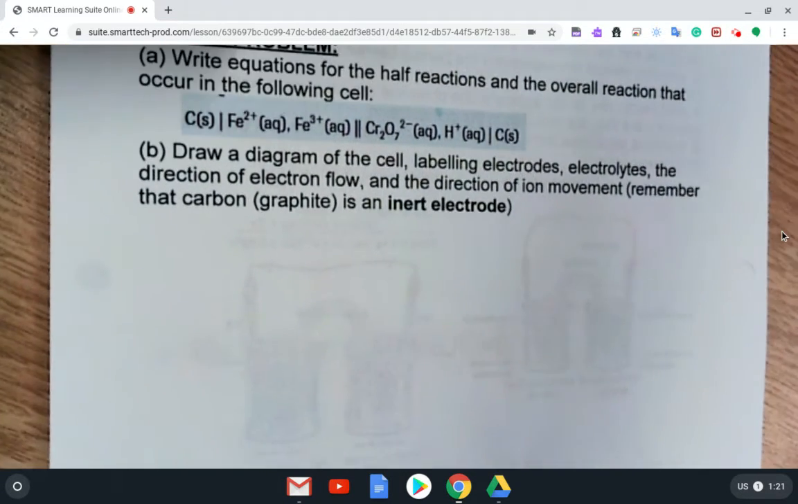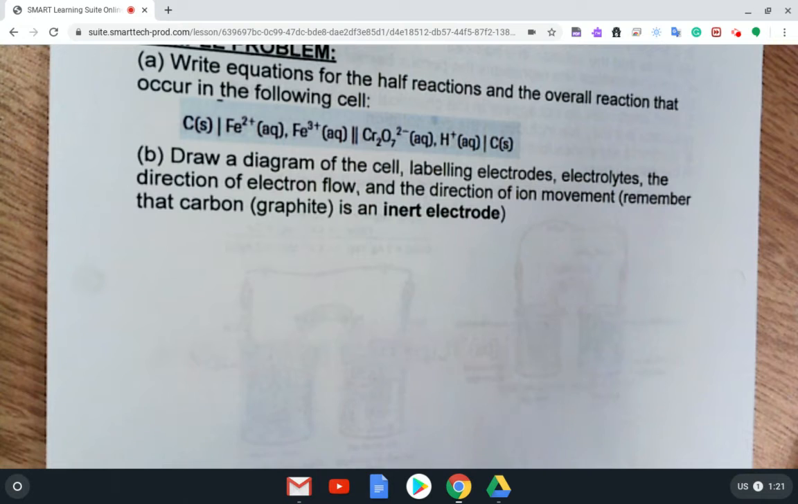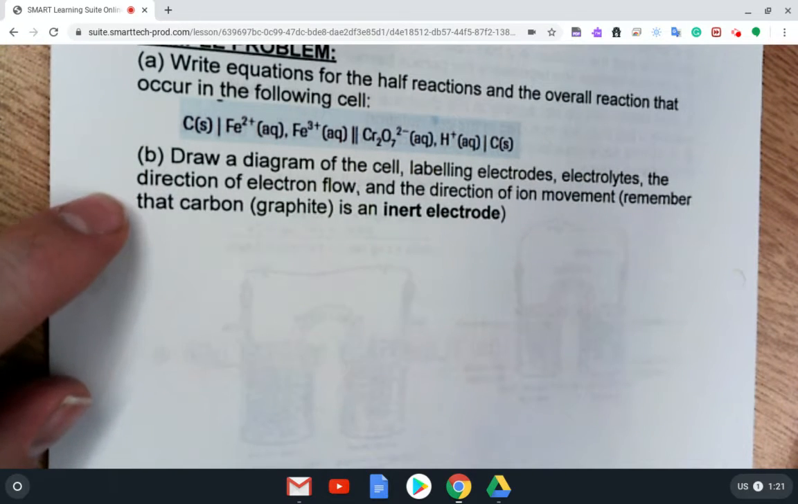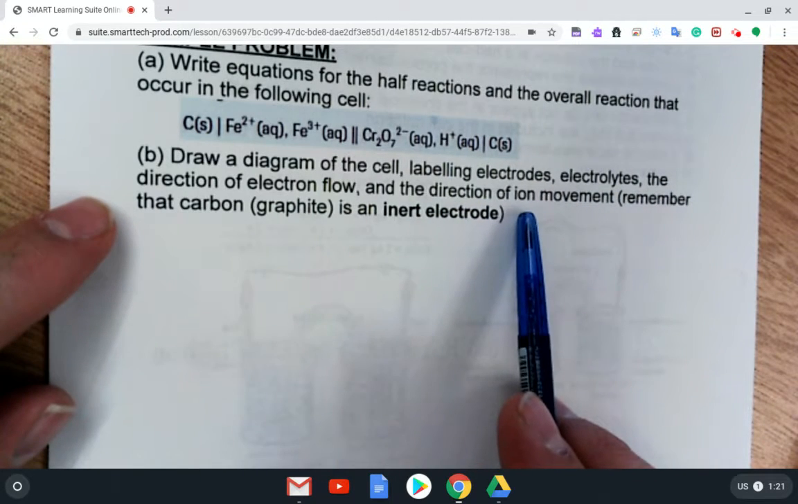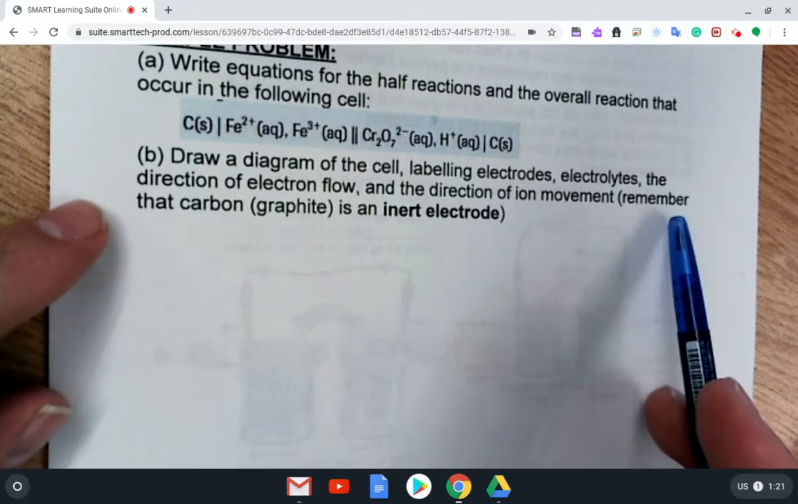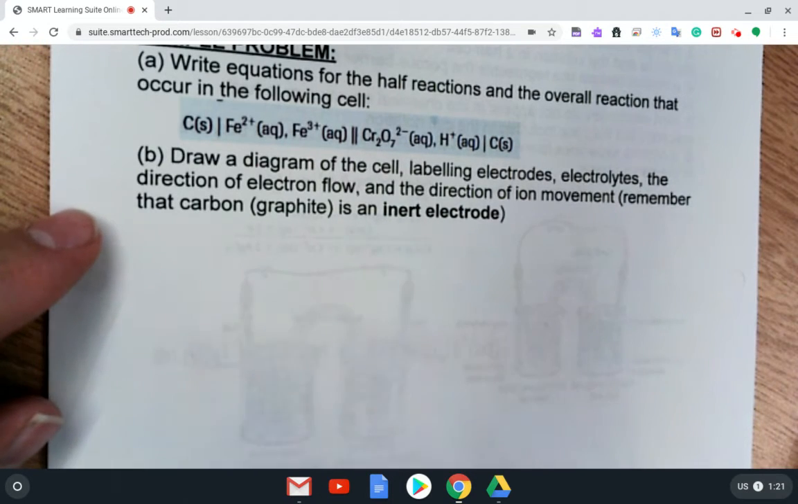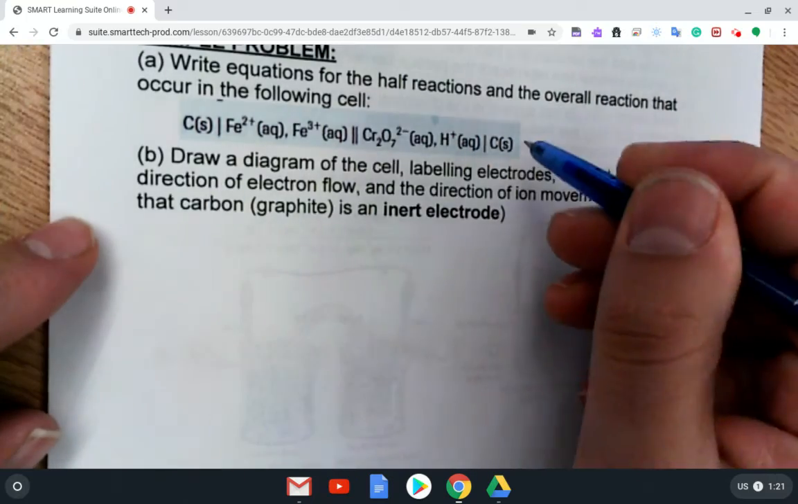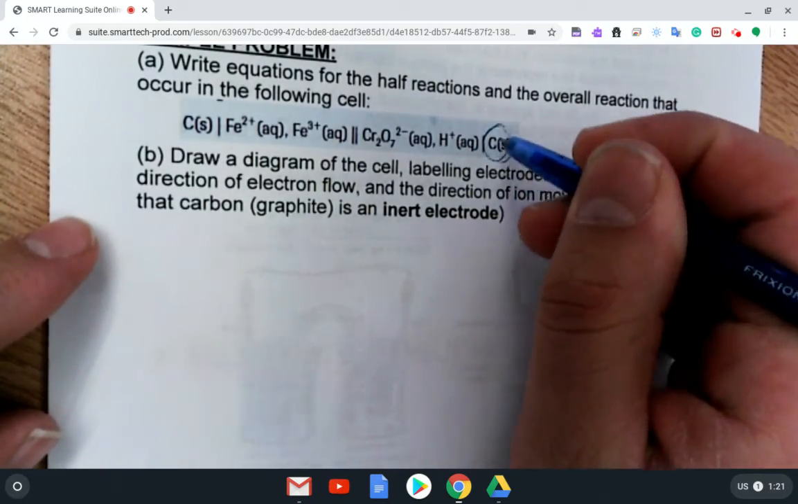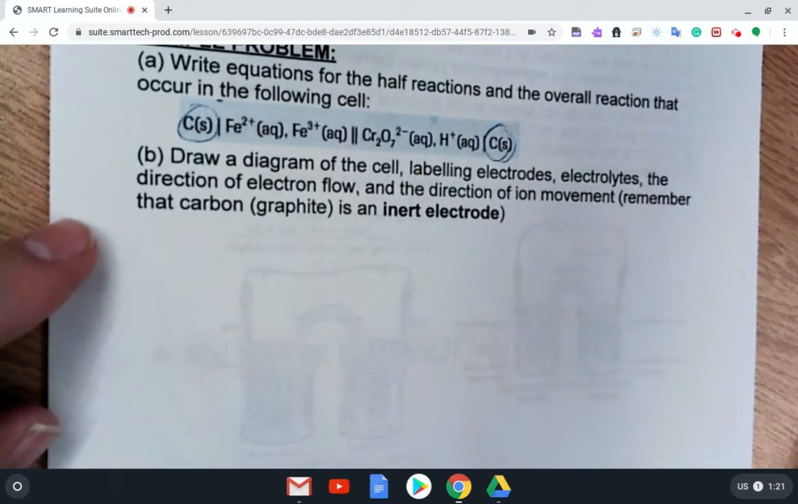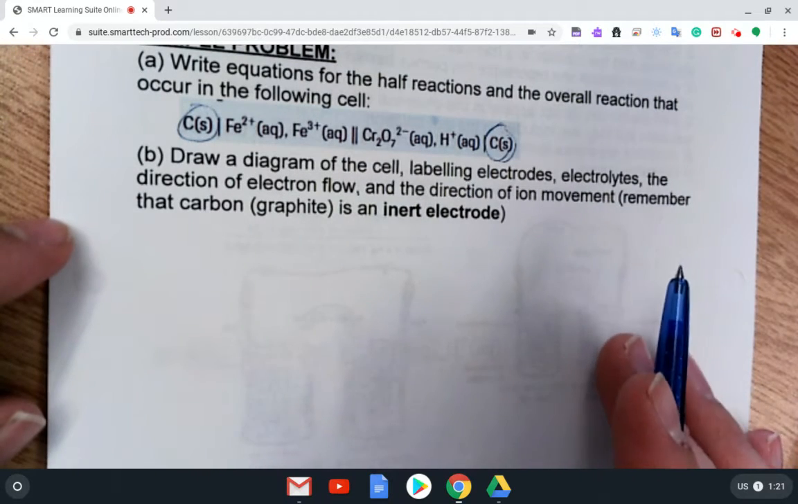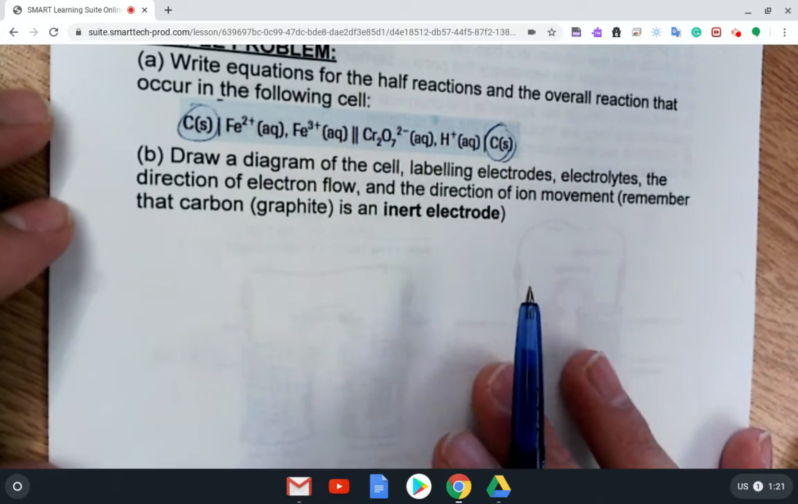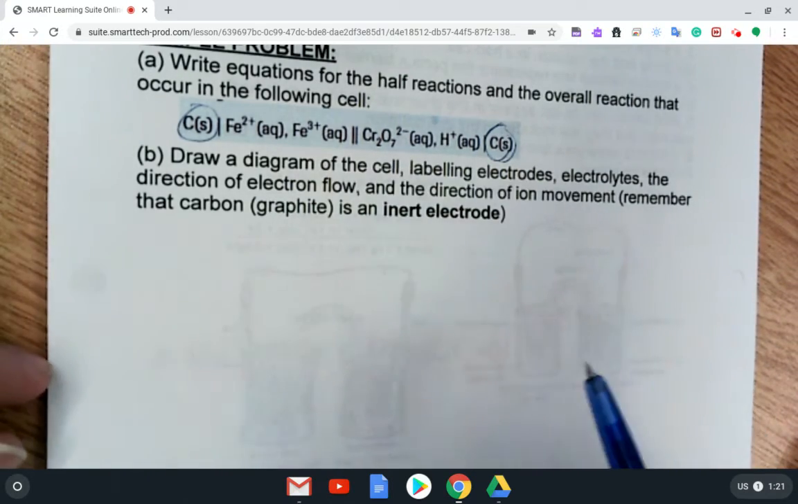Write the equation for the half reaction and the overall reaction that occur in the following cell, and then draw a diagram of the cell, labeling electrodes, electrolyte, direction of electron flow, and ion movement. Remember that carbon graphite is an inert electrode. So our two electrodes are carbon for both in this case, and really those are both going to be inert.